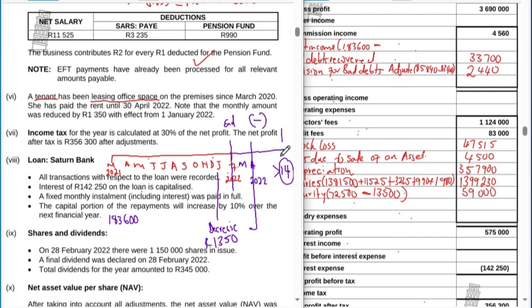It was received for how many months? For 14 months. But in these 14 months, there was a decrease of 1,350. That started when? With effect from 1 January 2022.